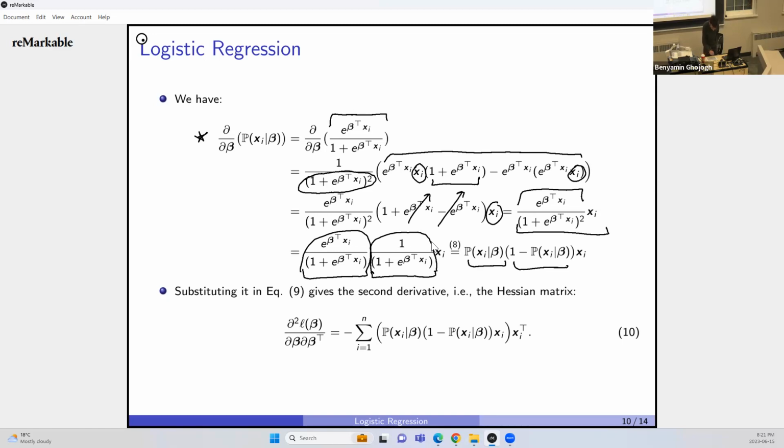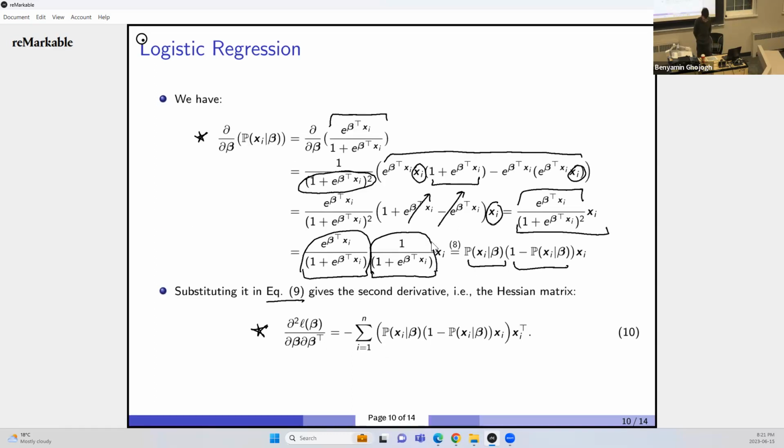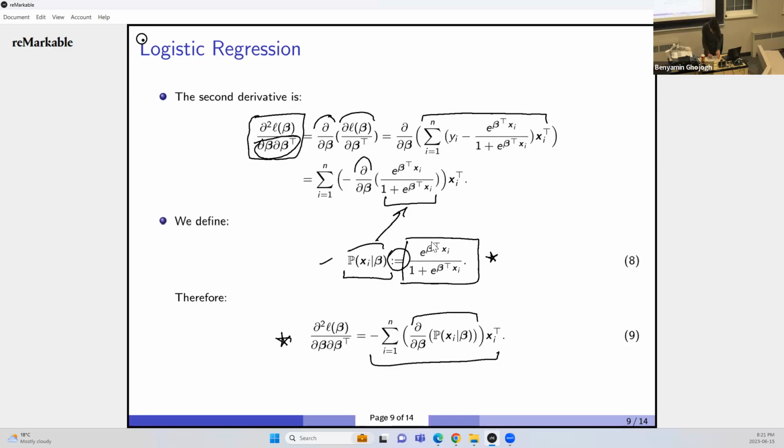Okay, now let's substitute this in equation 9 again. You remember? So we had this. We already calculated that in that slide. Now let's substitute it in equation 9. It gives us equation 10. So we calculated the Hessian also, where the probability of xi given beta is what we defined in equation 8.